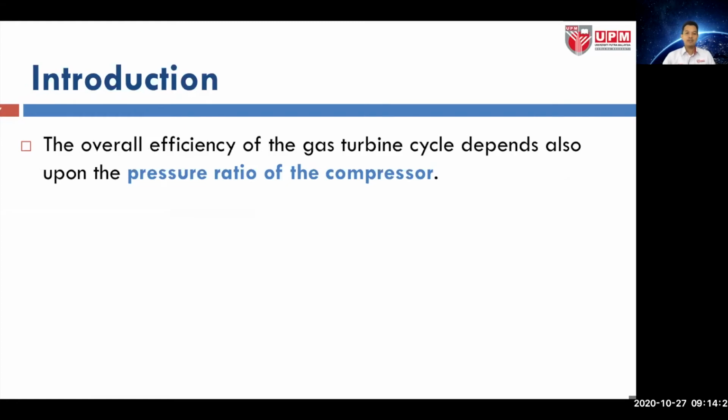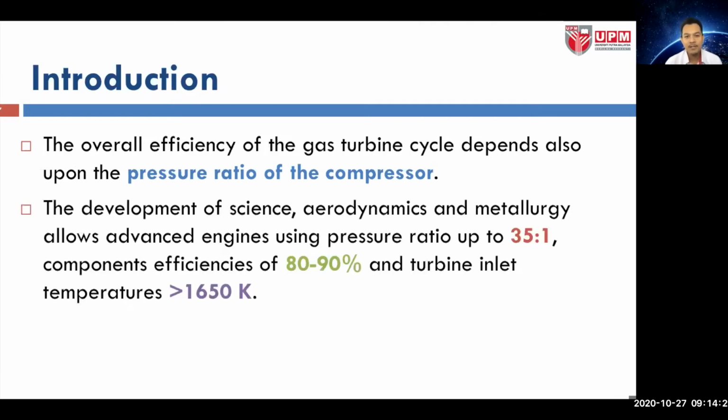The overall efficiency of the gas turbine also depends upon the pressure ratio of the compressor. So the development of science, aerodynamics, and metallurgy allows advanced engines using pressure ratio up to 35 to 1. This is at the compressor stages, okay? And the component efficiencies are roughly around 80 to 90%. Probably a little bit higher for more modern engines, okay? And turbine inlet temperature of more than 1650 degrees Kelvin.